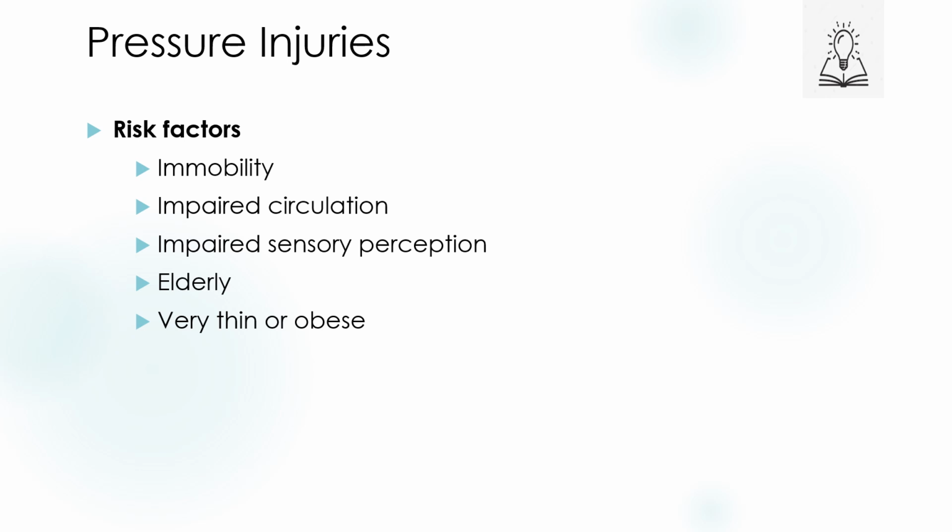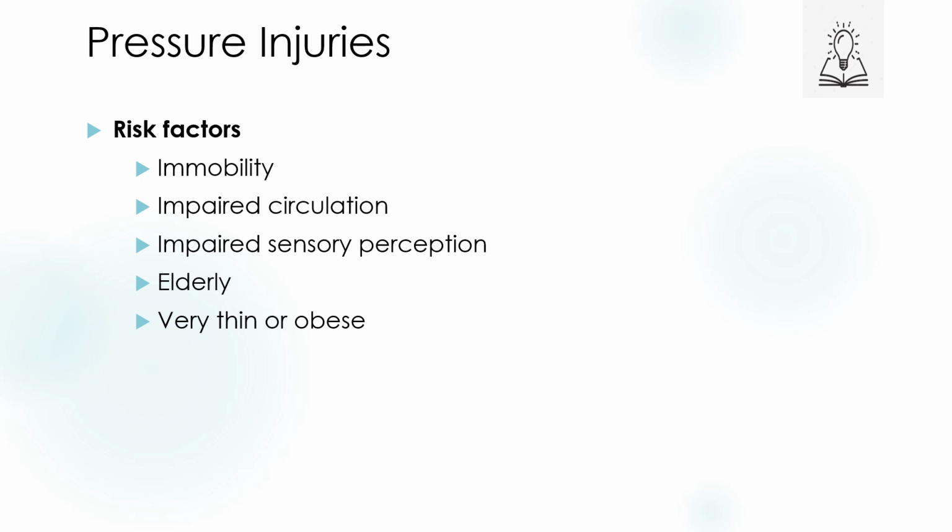Poor blood circulation can also contribute to the development of pressure injuries. Conditions such as diabetes, peripheral artery disease, and heart failure can impair circulation, making it difficult for oxygen and nutrients to reach the skin and underlying tissues. Patients with impaired sensory perception, such as those with spinal cord injuries or neuropathy, may not feel pain or discomfort from prolonged pressure. This lack of sensation prevents them from recognizing the need to change positions, leading to increased risk for pressure injuries.